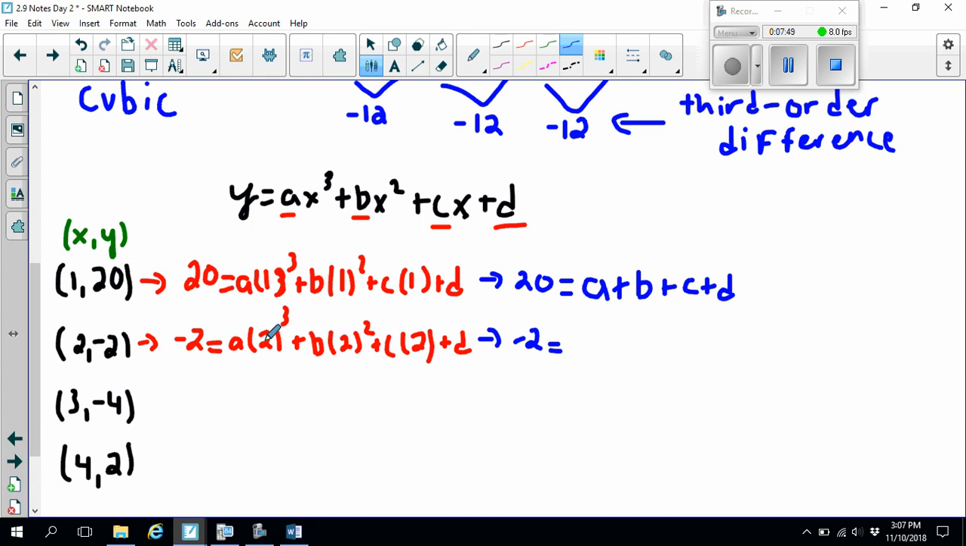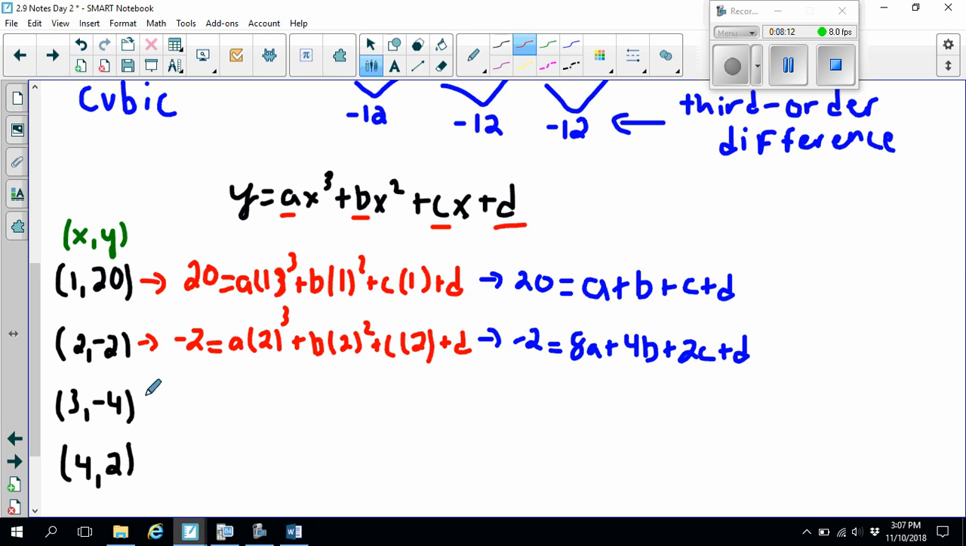Then simplifying this, we still have -2 as our y value equals. Now we evaluate 2 to the third power. That gives us 8, so we have 8a. Then we evaluate 2 squared. That gives us 4, so we have plus 4b. Then c times 2 gives us plus 2c. And then once again, we just have a d at the end.